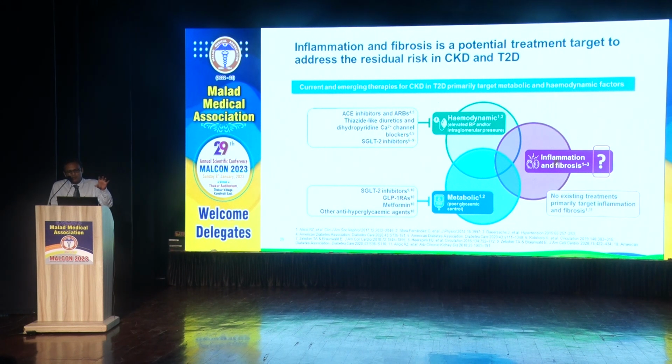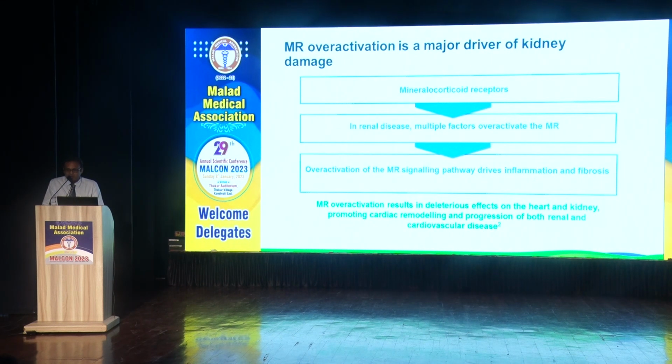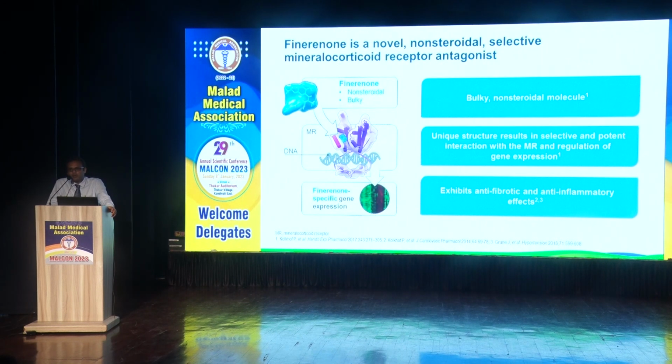As we see, RAS blocker, diuretic, calcium channel blocker, SGLT2 inhibitor, they are affecting the hemodynamic parameters. We have multiple agents available for glycemic control. For inflammation and fibrosis, where there is mineralocorticoid receptor activation, there is a newer molecule in the last year and a half. We have seen the newer molecule that is finerenone.